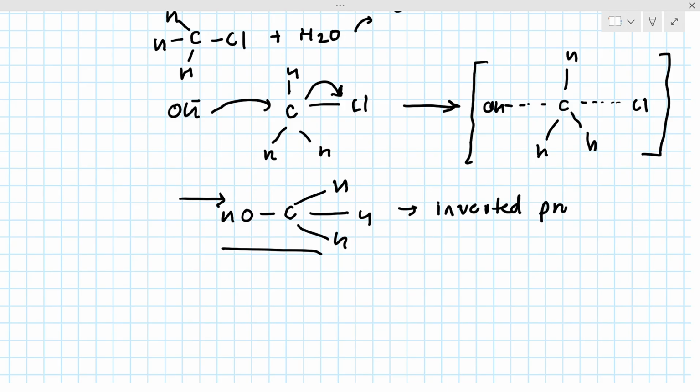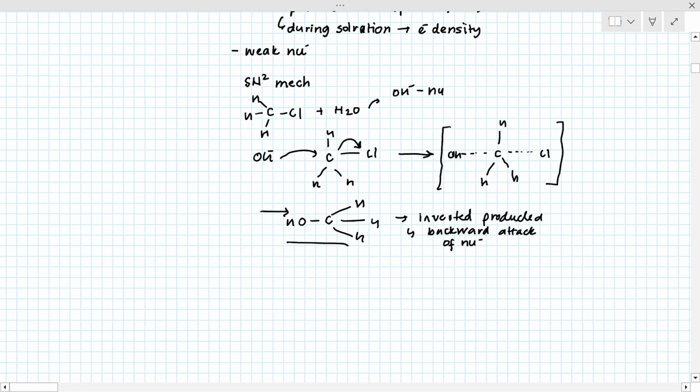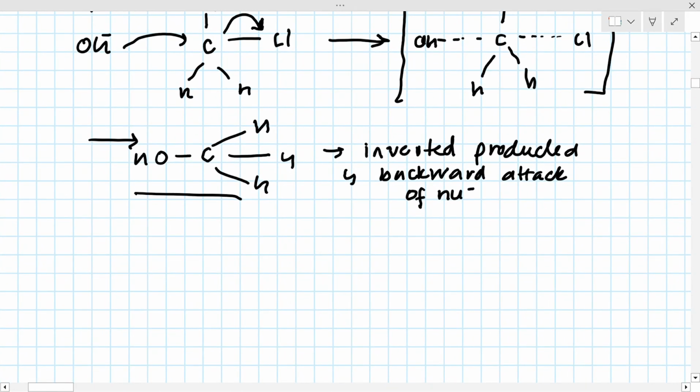Why does SN2 always give an inverted product? The most important reason is the backward attack of the nucleophile. The backward attack of the nucleophile always results in the formation of an inverted product. This is called Walden inversion.